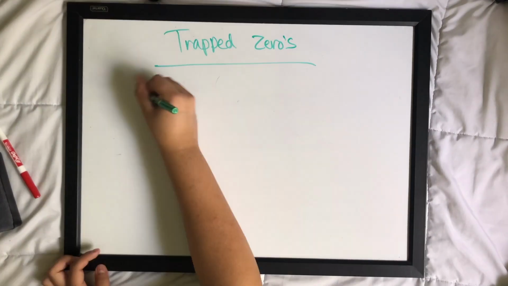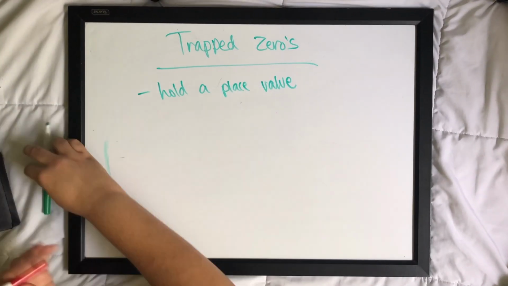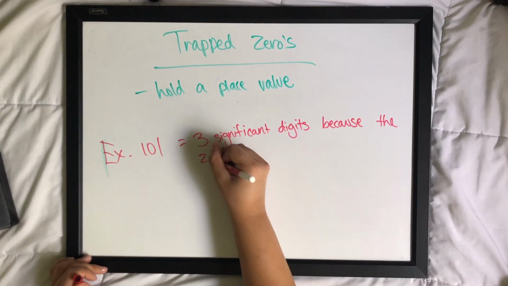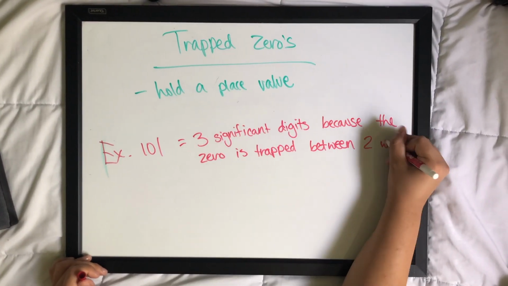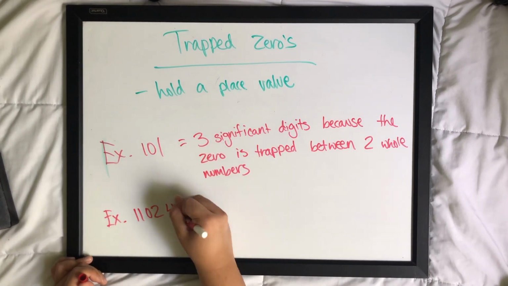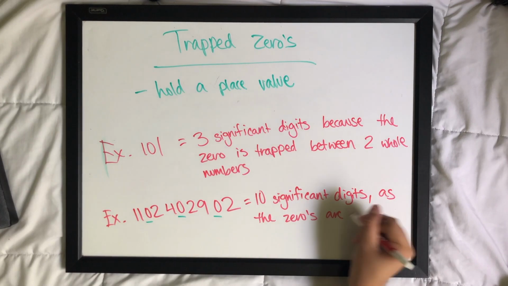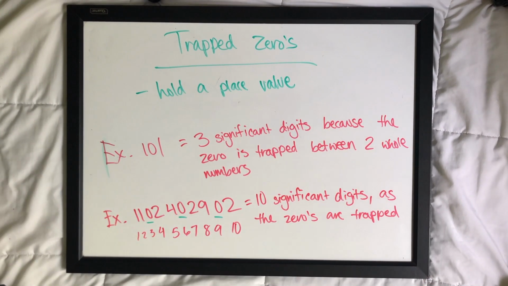Next, we have trapped zeros. Trapped zeros hold a place value. So for this example, there's 3 significant digits because the 0 is trapped between 2 whole numbers. For the next example, all 10 numbers are significant because the zeros are trapped between 2 whole numbers.